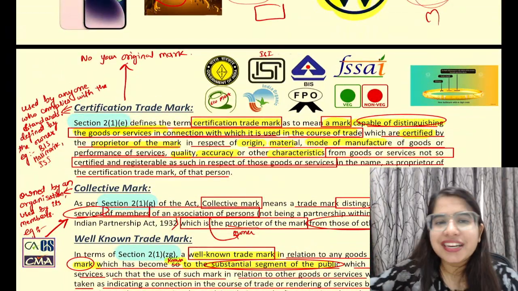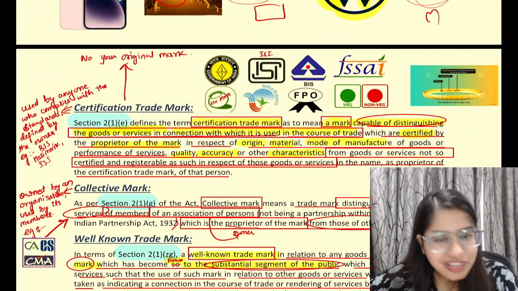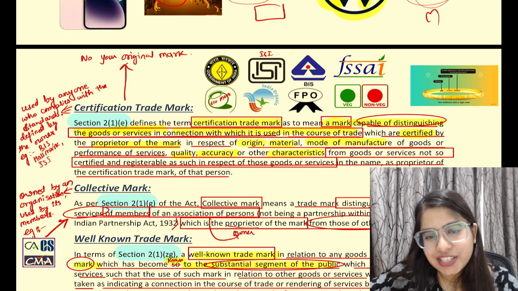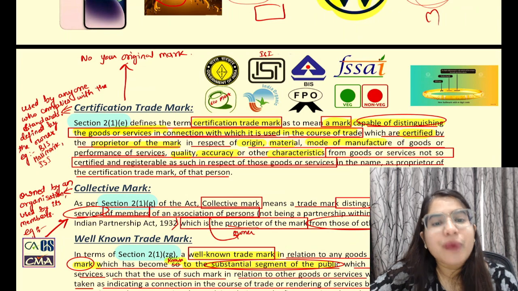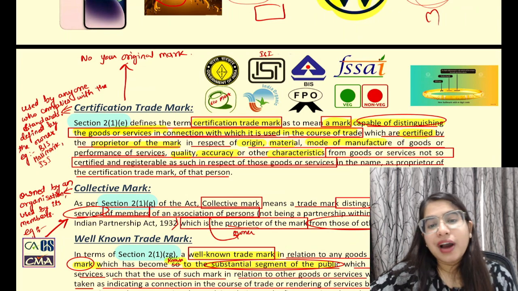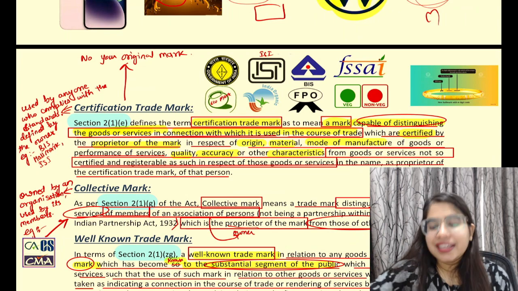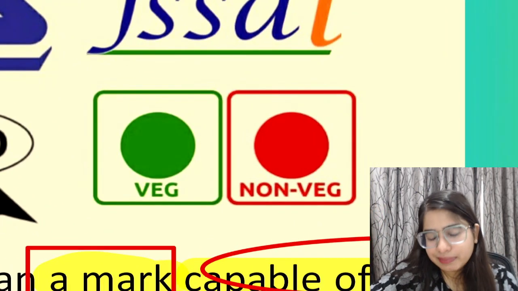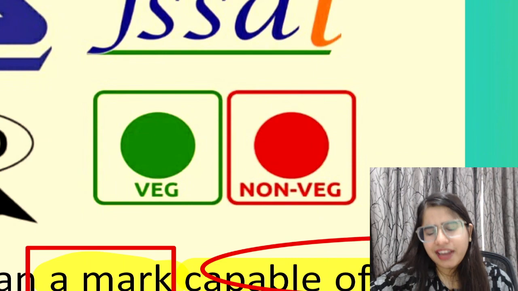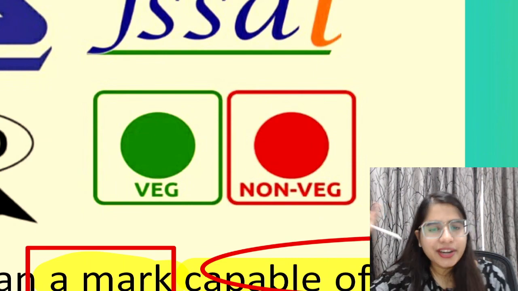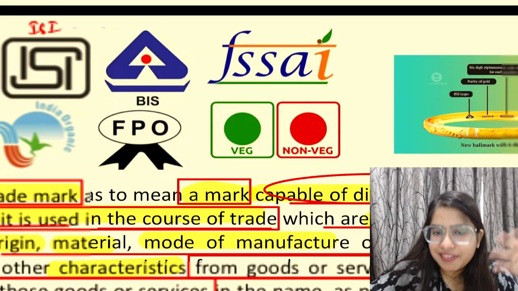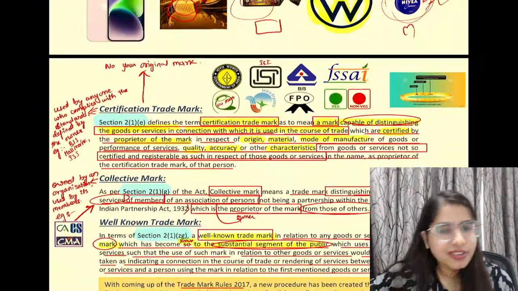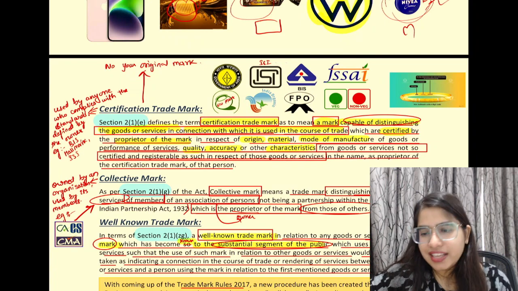The last one is certification trademark. Certification trademark says that you can use this trademark only if you comply with their certification, only if you comply with their requirements, their certificate. You are certified by that brand. A very good example: when you make any food item or eatables, you use either a green dot or a red dot. Green dot says that it is veg, red dot says that it is non-veg.